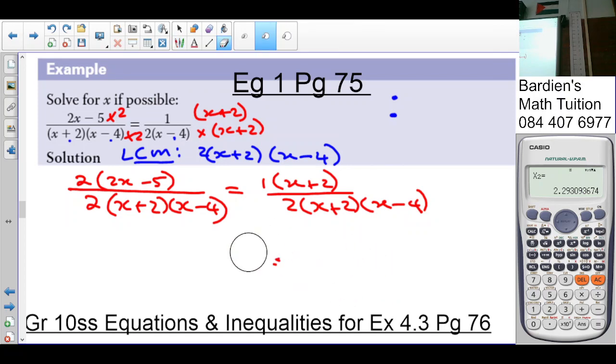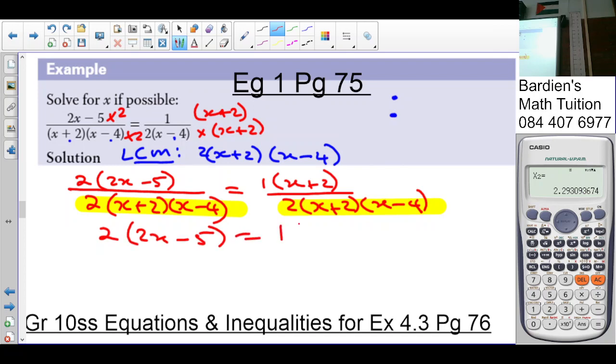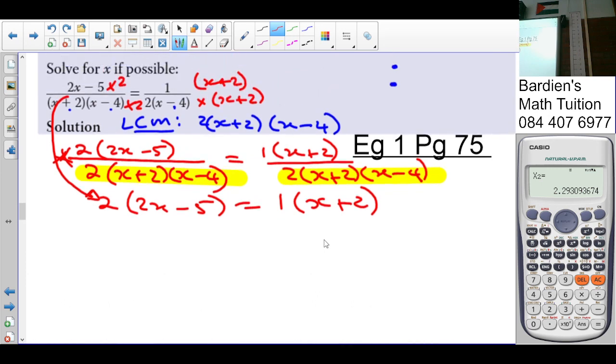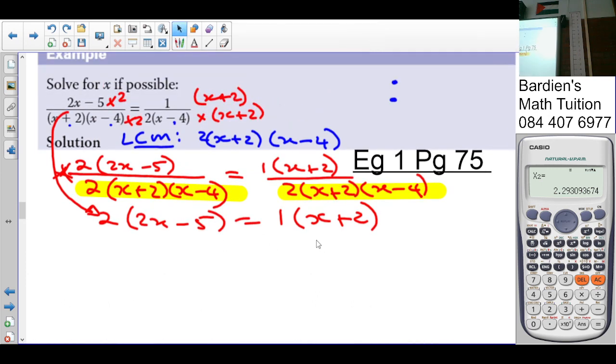So what you notice here is that these denominators are also the same. Can you see that? So what can we conclude from them? We can conclude that 2 into 2x minus 5 has to be equal to 1 into x plus 2. You all understand that? So from now onwards, I'm not going to do this step here. I'm going to go from there straight into that step. You all okay with that? Yes. Right. So let's go. We're getting rid of the brackets in pursuit of solving for x.